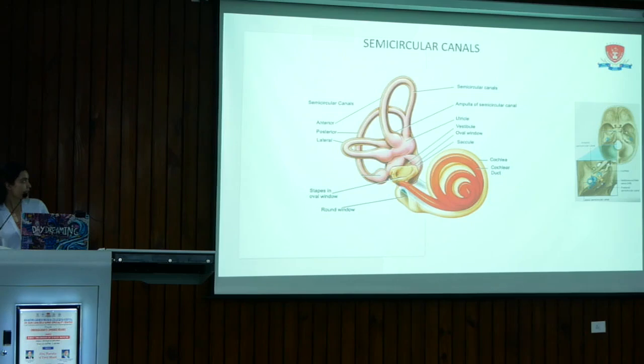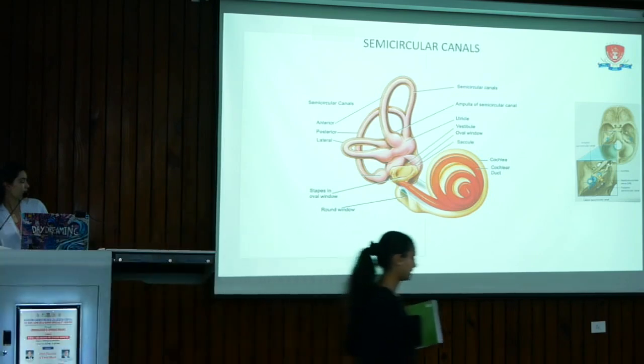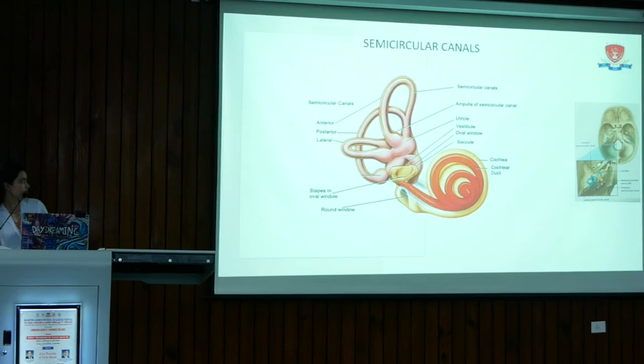Its ampullated end communicates with the vestibule. The posterior semicircular canal also lies in the vertical plane, parallel to the long axis of the petrous temporal. Its ampullated end communicates with the vestibule. The non-ampullated end of the anterior semicircular canal and the non-ampullated end of the posterior semicircular canal form the crus commune and enter into the vestibule. The lateral semicircular canal lies in the horizontal plane, and both the ends of the lateral semicircular canal enter into the vestibule.